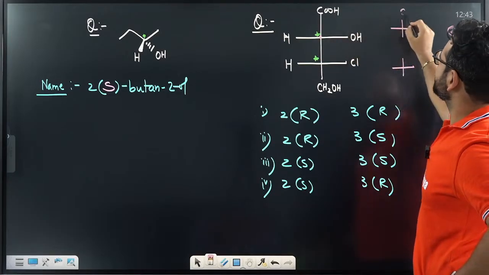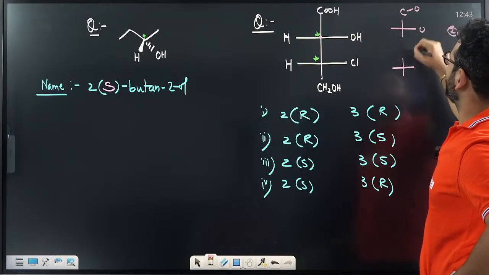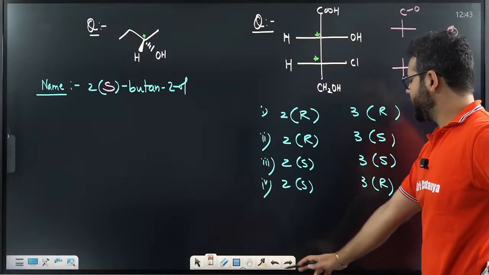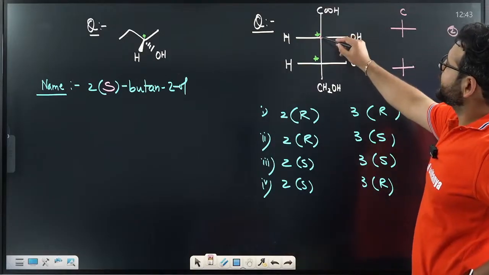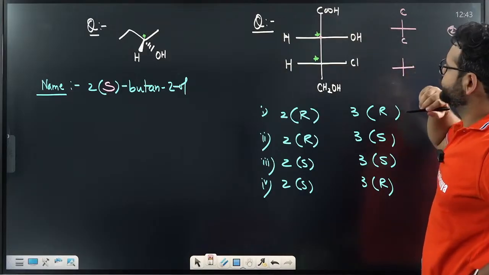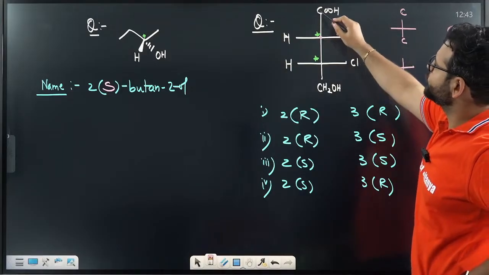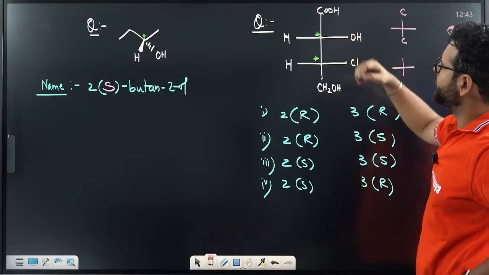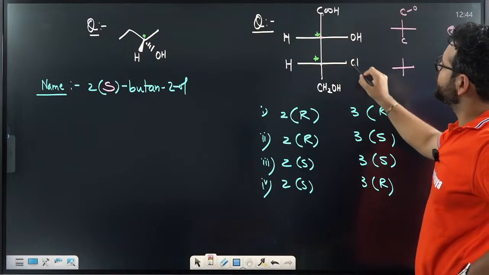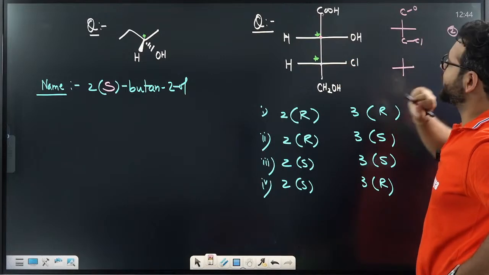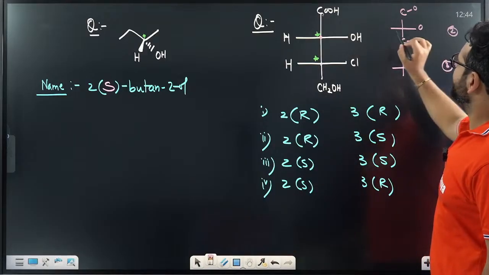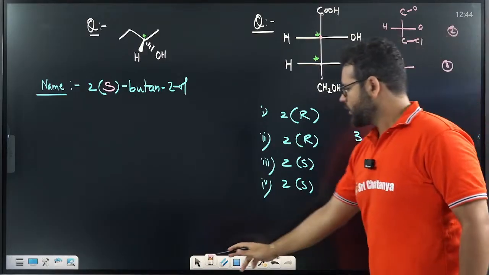Second carbon has a C and an O on the top, O at the bottom. Okay, see here everybody. This carbon is attached to a carbon on the top, a carbon at the bottom also. The top carbon has an oxygen. The bottom carbon has a chlorine. So this is a tie-breaker carbon. On the right hand side, oxygen. On the left hand side, hydrogen.